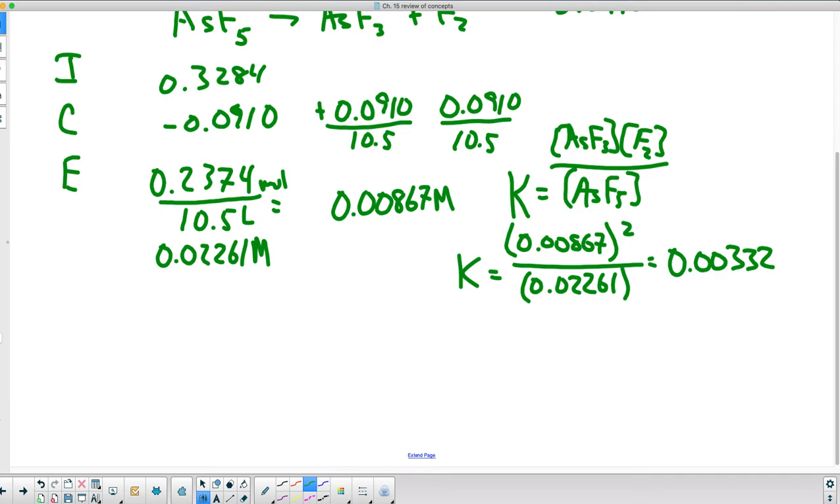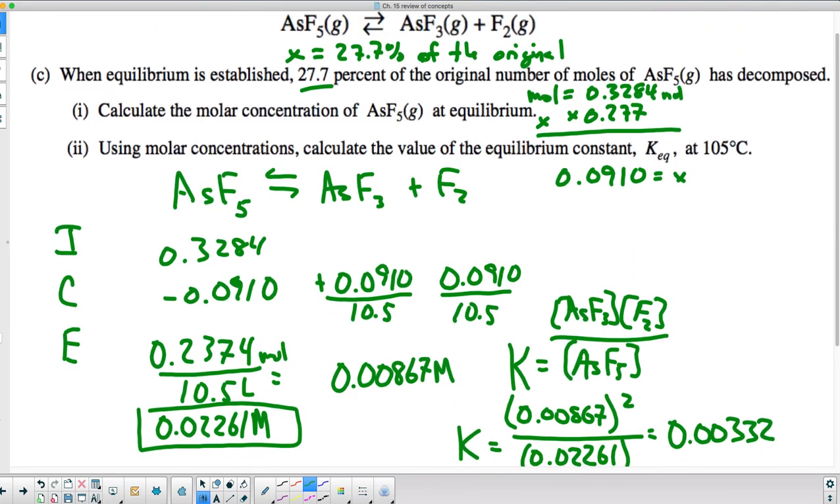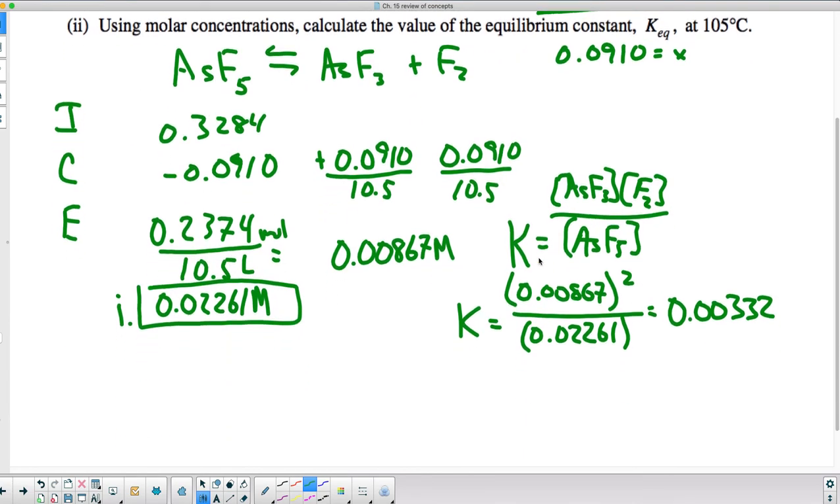I think it was asking for the concentration at the end for equilibrium, and that would be the answer for that. Let me scroll back up and make sure I answered the question correctly. Calculate the molar concentration, and so on. So this is the answer to I. Using molar concentration to calculate the equilibrium constant, I did that already. This right here is the answer to II, like that.